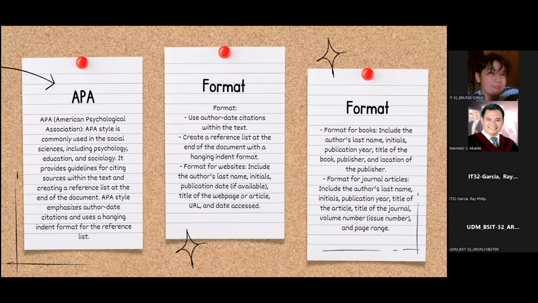And for the format for websites, it includes the author's last name, initials, publication date, if available, the title of the web page or article, URL, and date accessed. Also, for the format for books, it includes the author's last name, initial, publication year, title of the book, publisher, and location of the publisher. For the format for journal articles, it includes the author's last name, initial, publication year, title of the article, title of the journal, volume number, issue number, and the page range. Next slide, please.